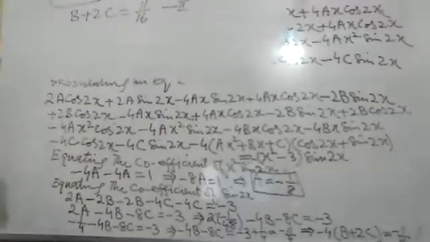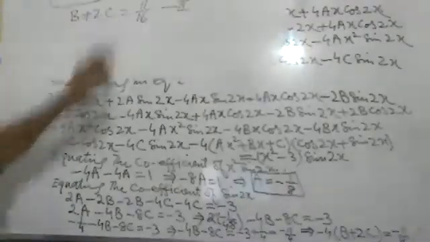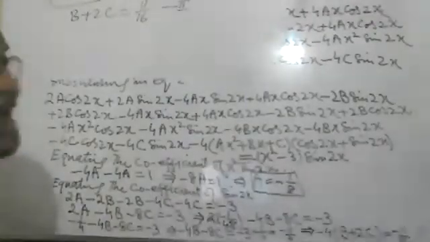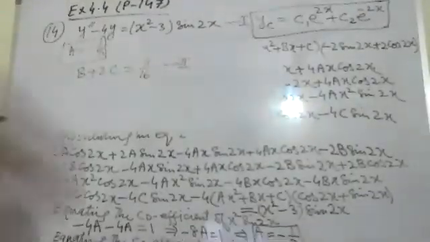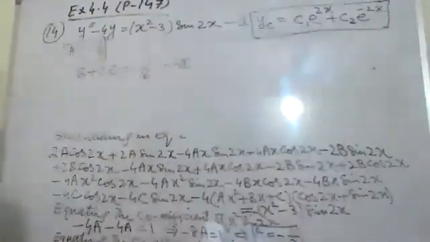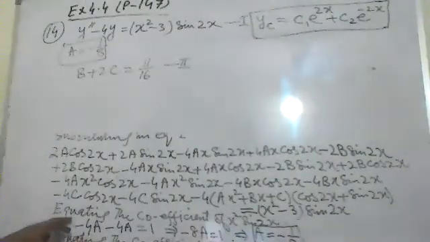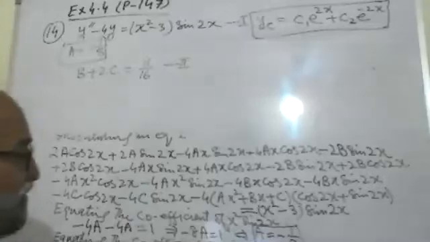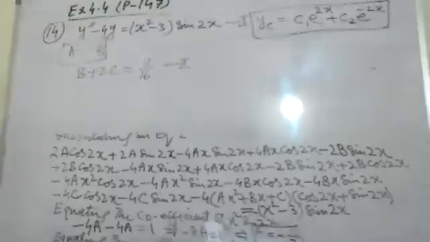We have to take some other equation so that we can find the value of b and c, because we have the 3 constants a, b and c. So we must need the 3 equations to solve them. First we equated the coefficients of x square sine 2x, then we equated the coefficients of sine 2x. Now we equate the coefficients of cos 2x.